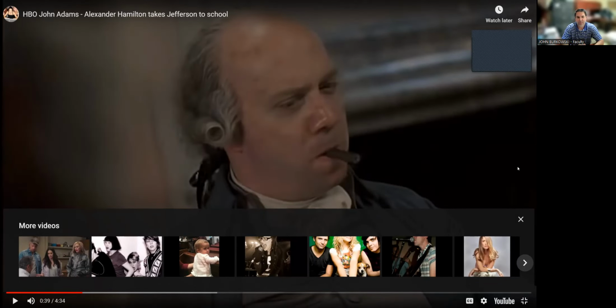Jefferson was serving as ambassador to France. He comes back. He's been appointed Secretary of State in this scene, and they're recognizing his return and respecting his new capacity as a cabinet member for Washington's administration.